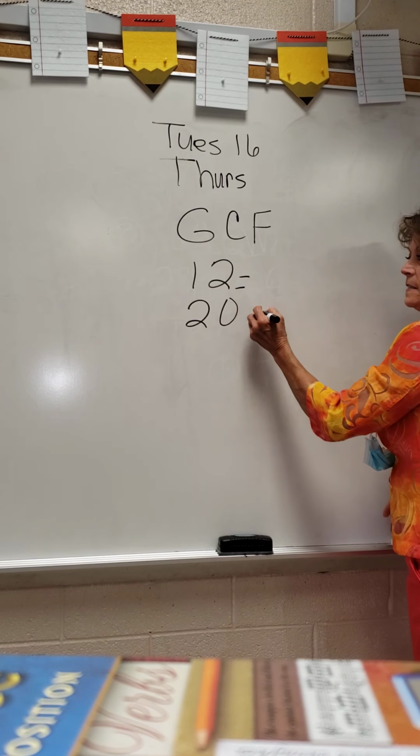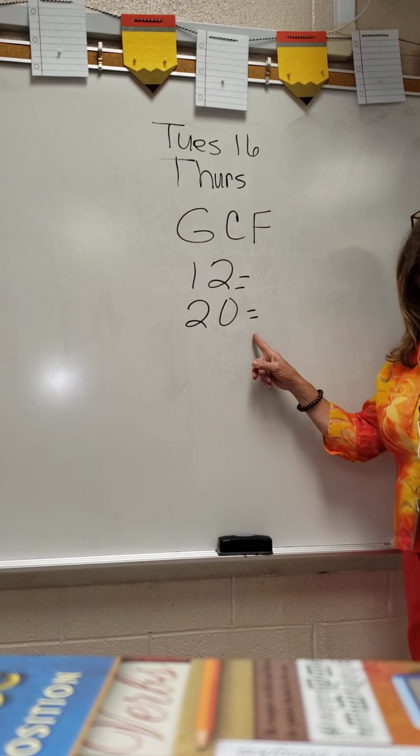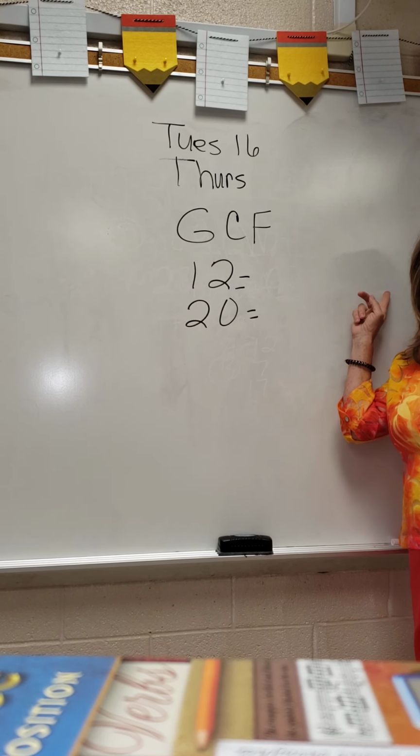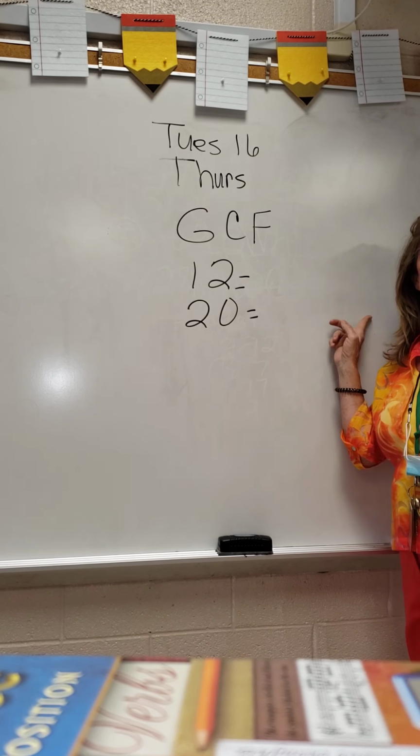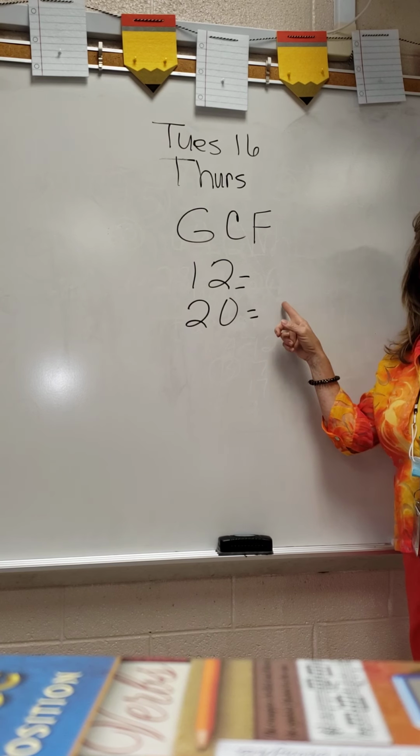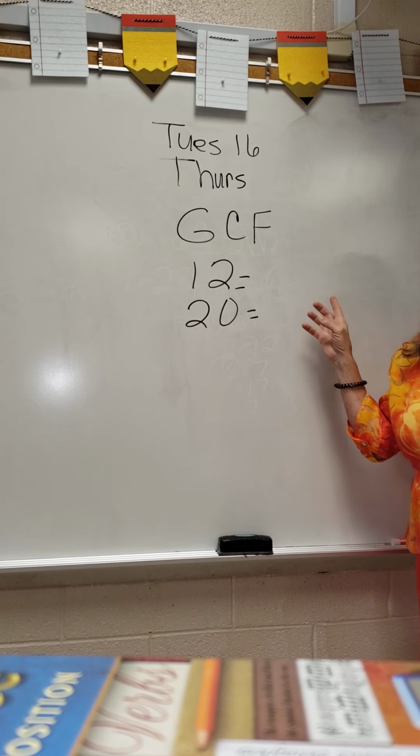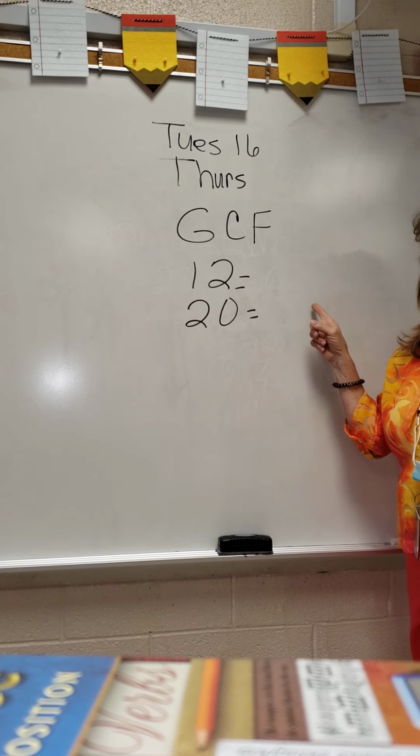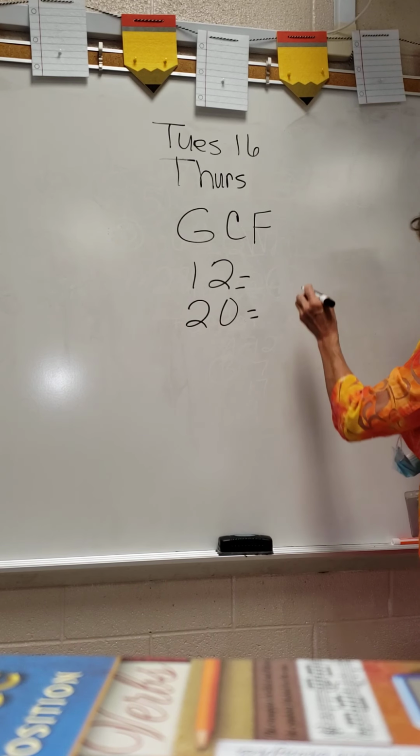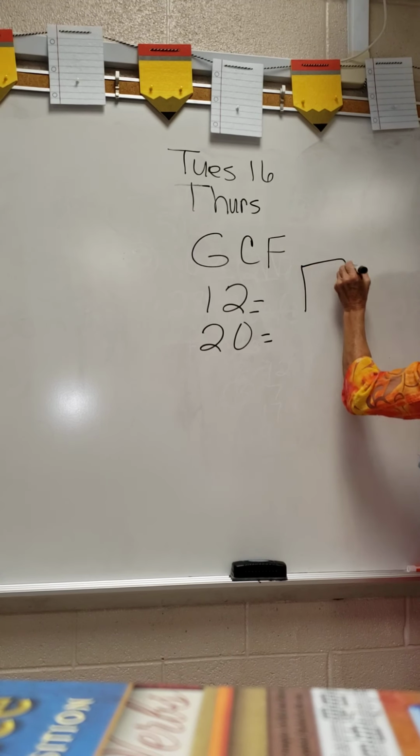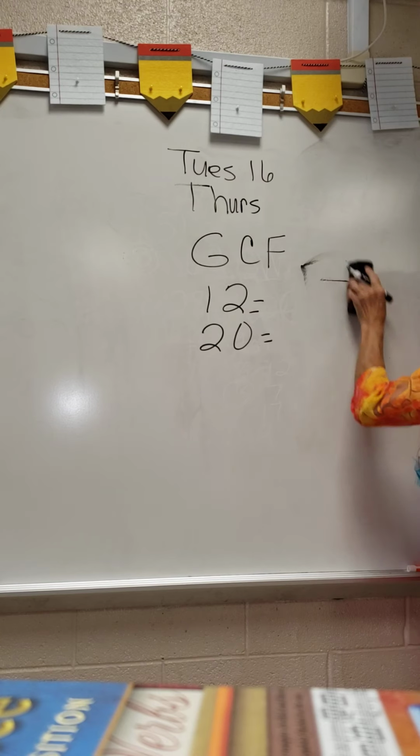You can list all the factors, okay? Choose the largest number. But what if I gave you a number like 56 and 86? You'd be quite a while multiplying. Yep, because it's bigger numbers. So what I'm going to do is I'm going to use my ELF. Let me write it big so everybody can see.